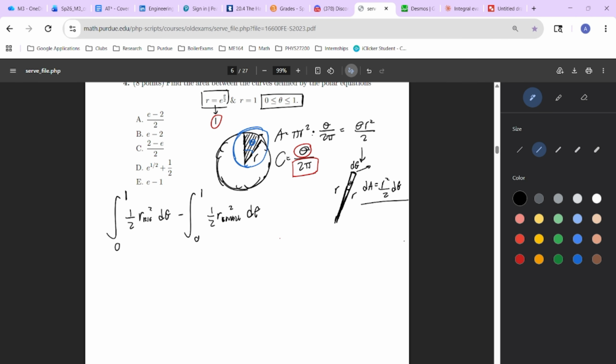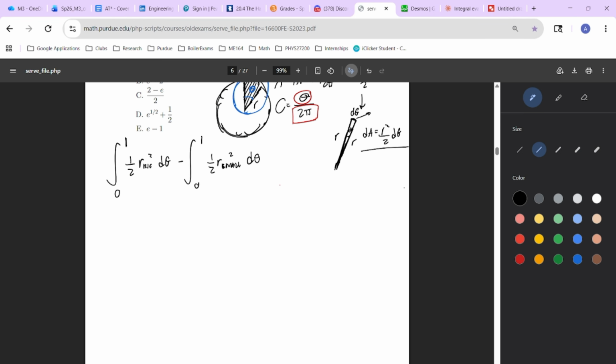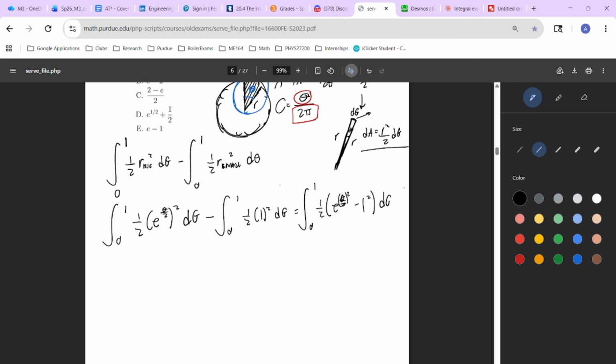squared d theta. Now we know that r big is just equal to e to the theta over 2, and the smaller is just 1. So we can do that. That would be the integral from 0 to 1 of 1/2 multiplied by e to the theta over 2 squared d theta, and then minus the integral from 0 to 1 of 1/2 multiplied by 1 squared d theta. You can combine these integrals into one integral from 0 to 1 of 1/2 times e to the theta over 2 squared, and then minus 1 squared d theta.